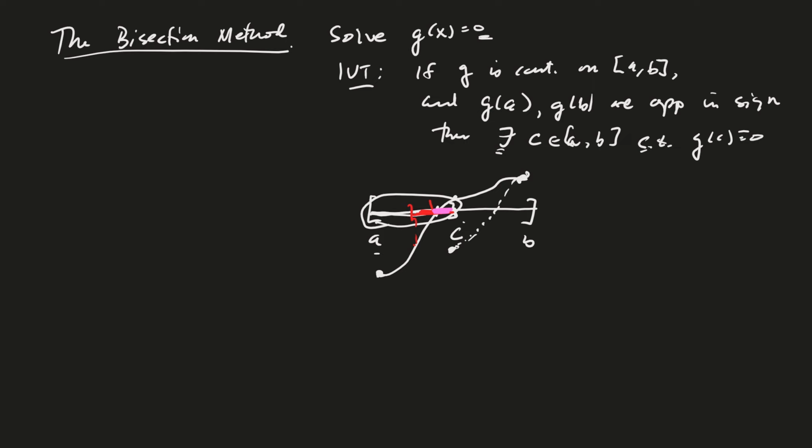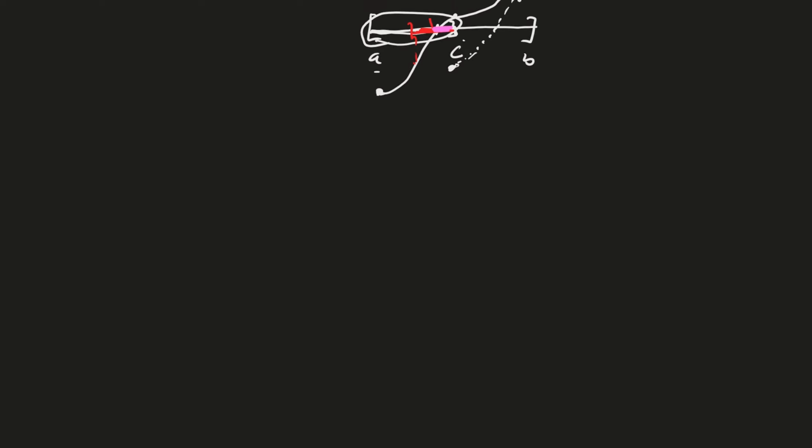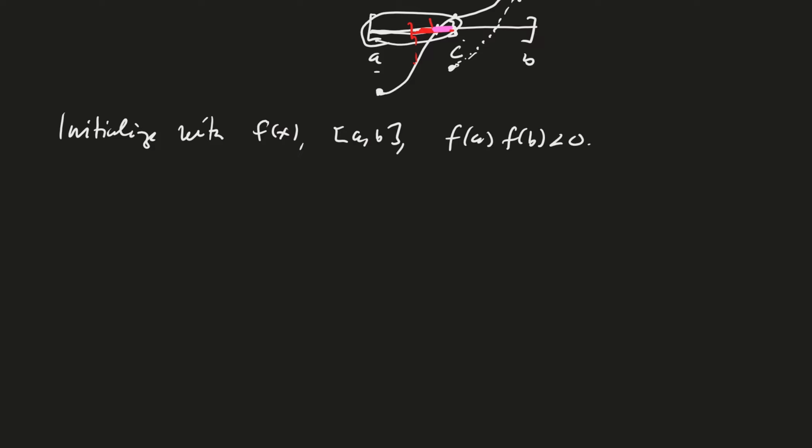Alright, so let's see if we can write that down. The bisection method is very simple. We initialize with, I'm using f of x in the notes, so I'll use f of x here. We need the f of x, we need the interval from a to b, and we need to know that f of a times f of b is less than 0, so that should be part of the input.